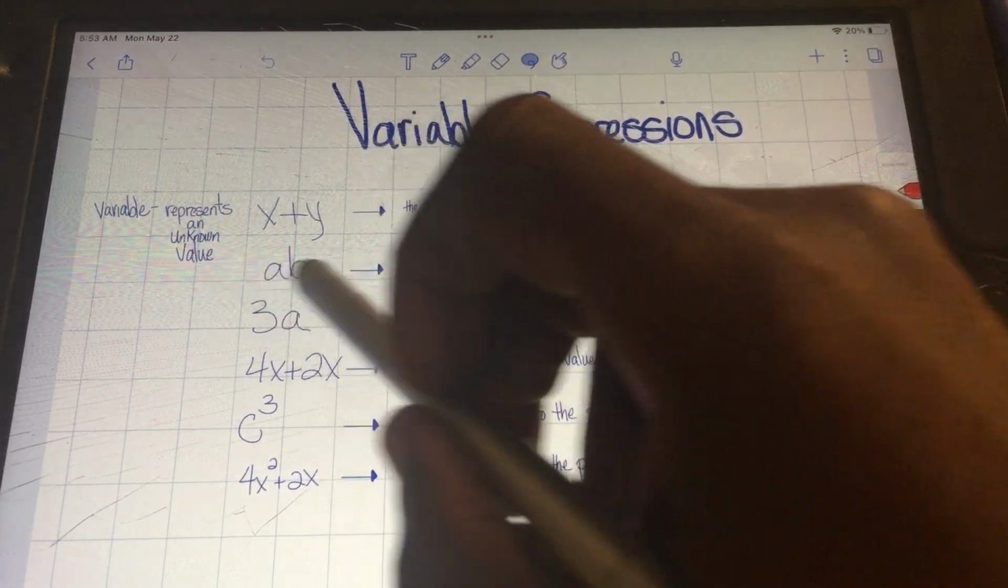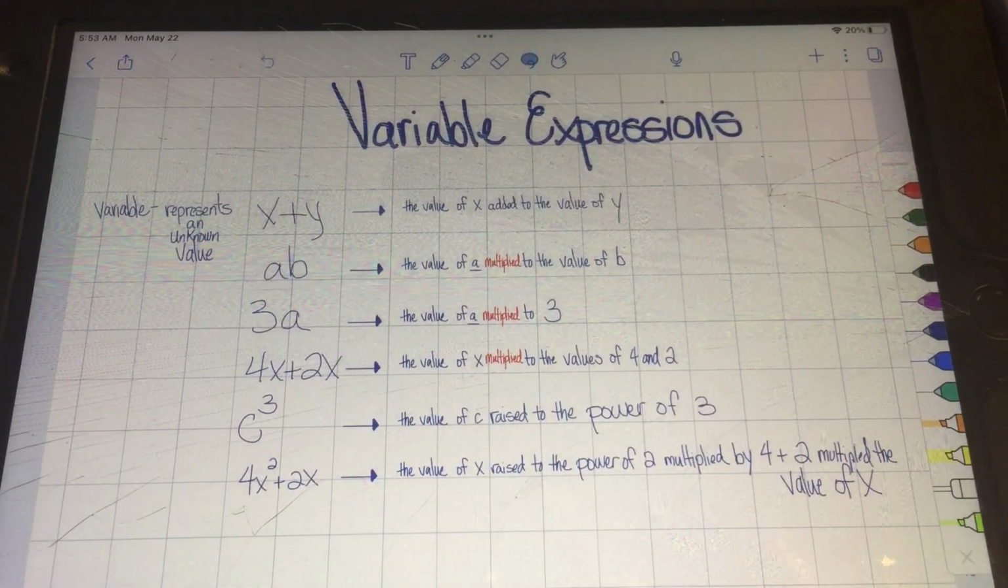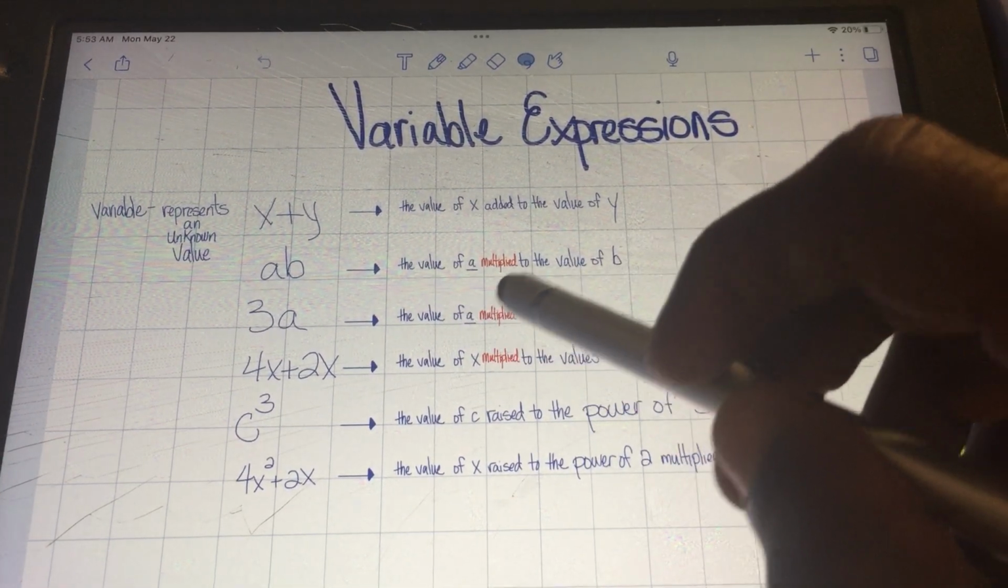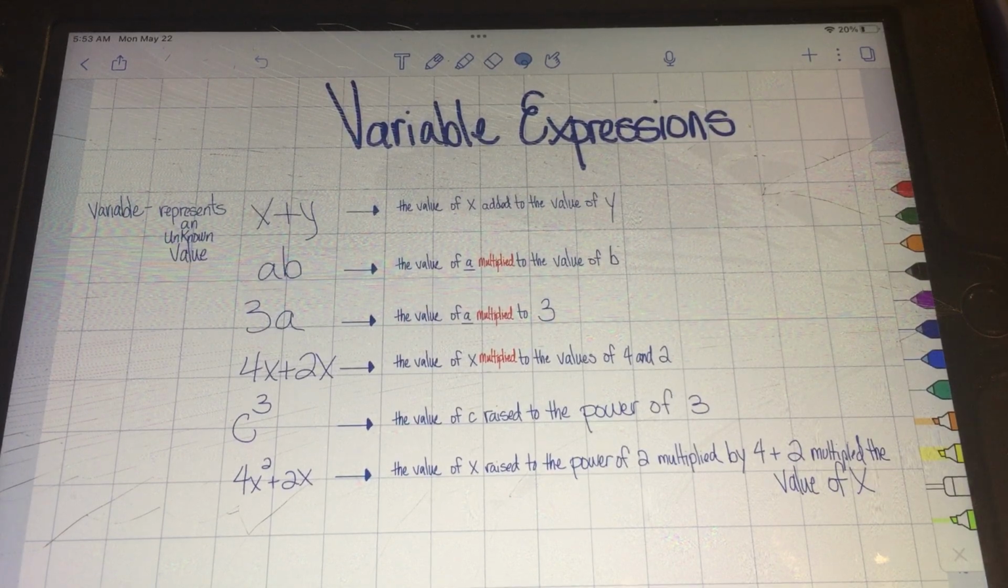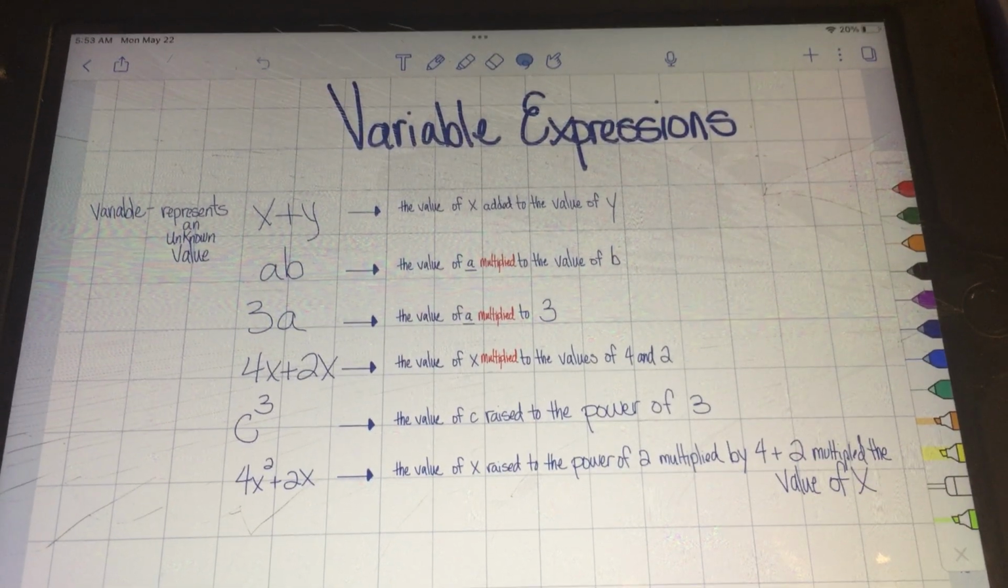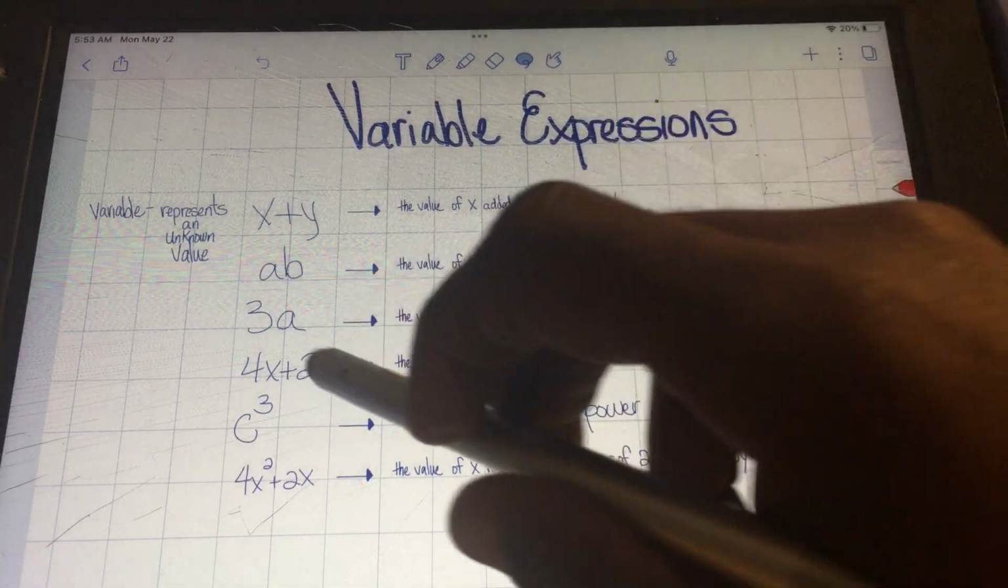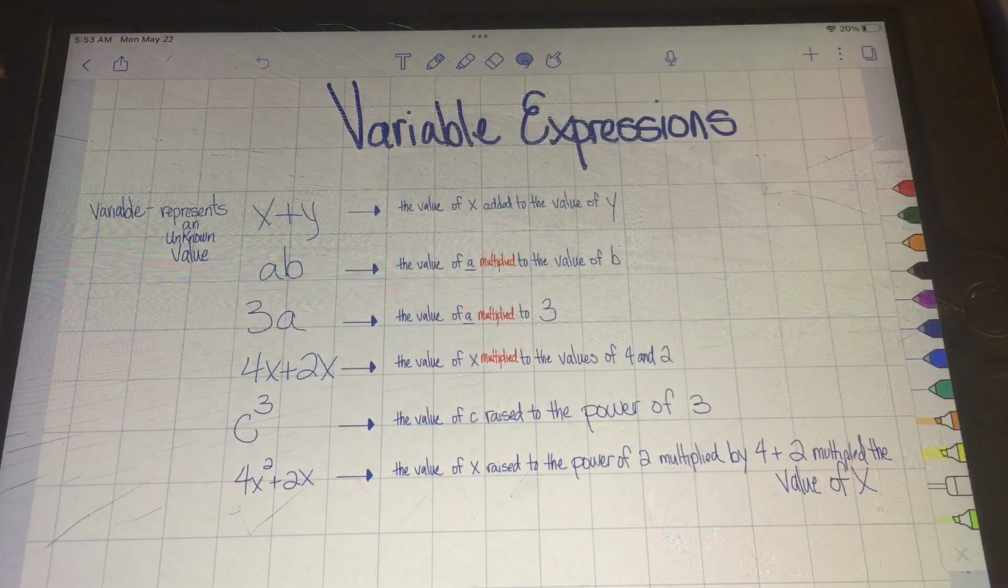In our next expression, we have a directly connected to b. When we are talking about algebra and we have two letters directly connected to each other, we know we are talking about the operation of multiplication. So we would take the value of a and multiply it by the value of b. Then in our third expression, we have the same situation. The only difference is we have one unknown value instead of two, and we have a known value of 3. So we would take our 3 and multiply it by a, and that would give us our simplified value.